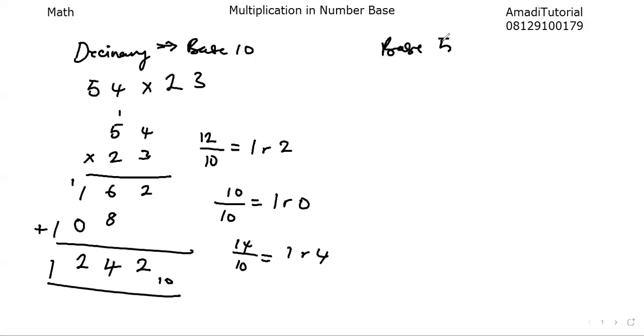The base 5. So let's say 43 times 22. That is 43 base 5 times 22 base 5.